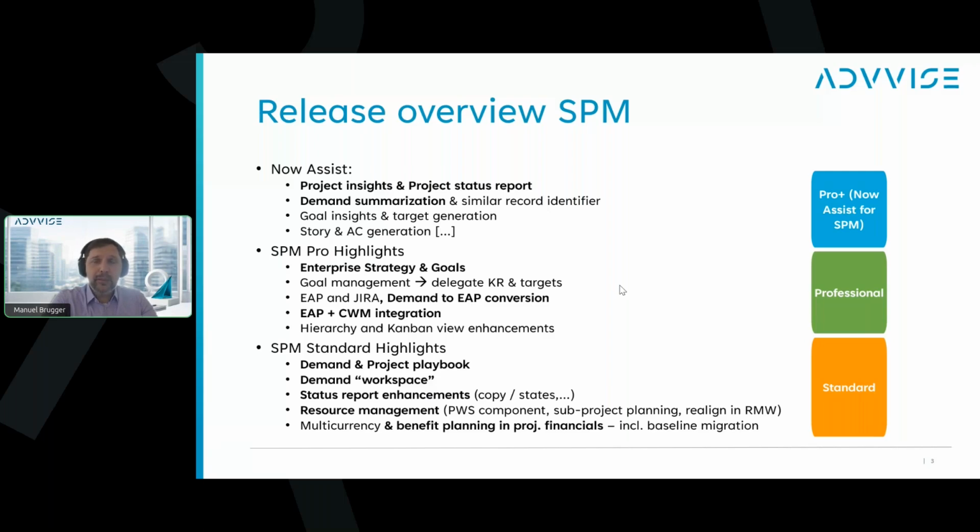In the area of enterprise agile planning, we have a few things to mention. The one is the possibility to integrate enterprise agile planning more flexibly with Jira, which is a big plus point now. We have the possibility to convert demands into any EAP object, whether it's an epic, feature, capability, or story, but also a new integration between enterprise agile planning and CWM. And then for strategic planning itself, we have some smaller enhancements when it comes to the hierarchy and Kanban view. I will quickly show that in the demo as well.